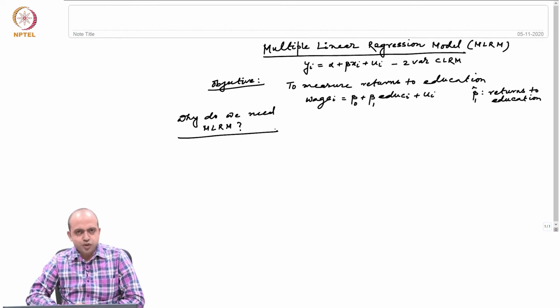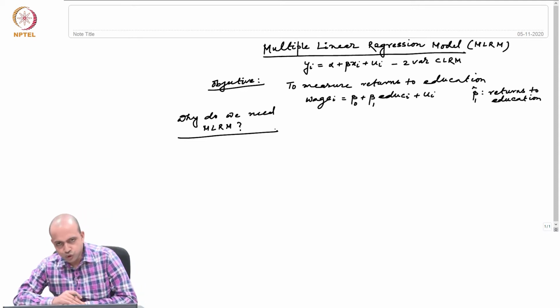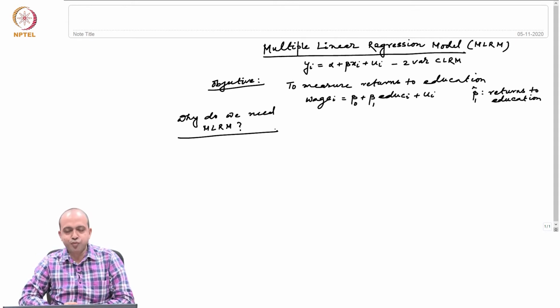When our objective is to estimate the impact of education on wage, and we specify this type of model, then we assume that individuals are heterogeneous only in terms of education and homogeneous in terms of all other aspects, right. That is why it is only due to a variation in education that we observe the variation in individuals' wage.